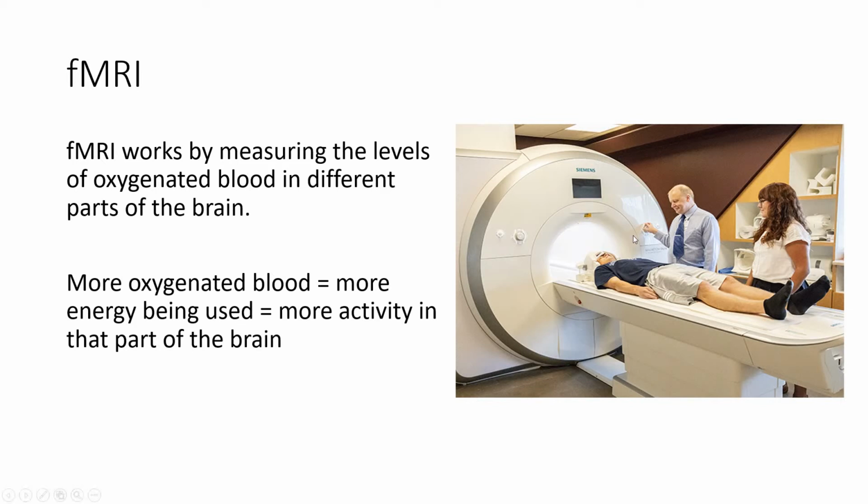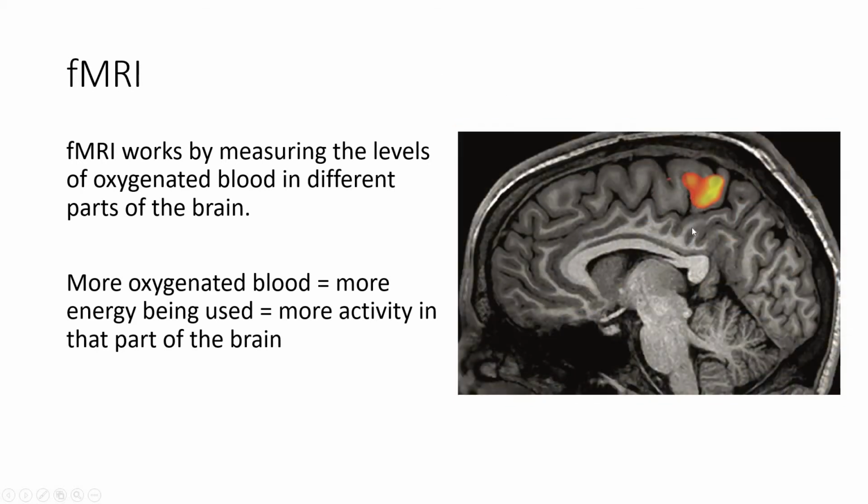So this over here is an fMRI scanner, or an MRI scanner actually, they use the same technology. So this person would lay down here and then it would slide them into the machine, and the output would look something like this. So this is a slice of the brain, and you can see this part here is where the most activity is happening.